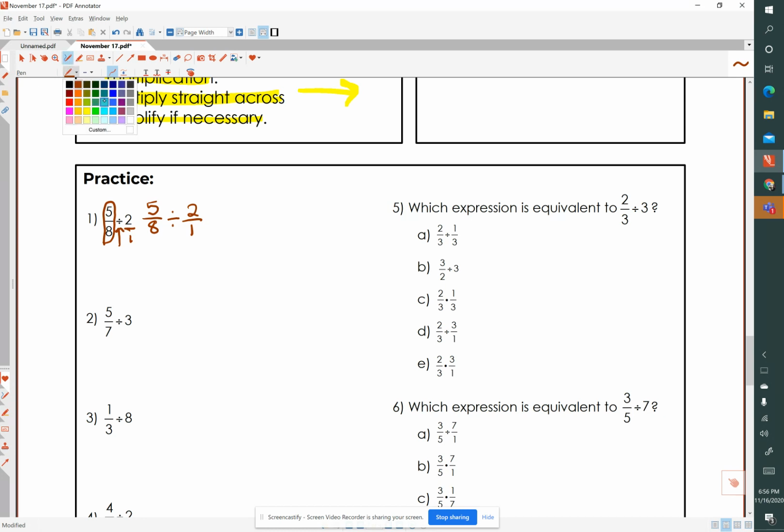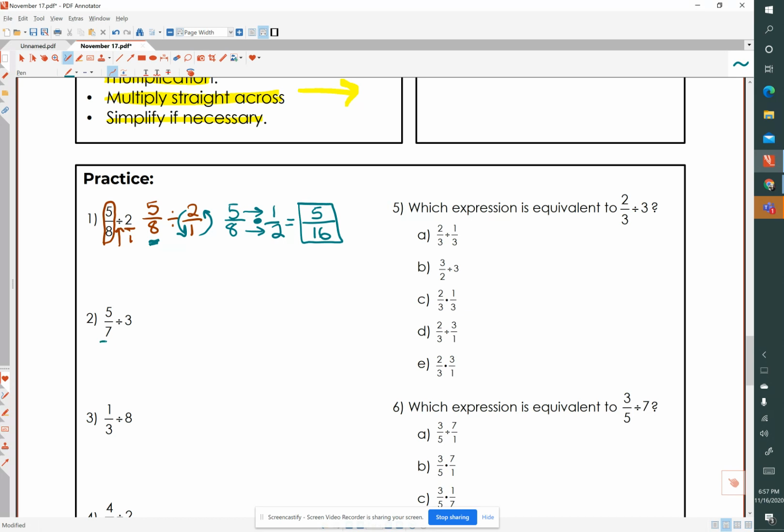Okay, now we're going to rewrite. So let's get a new color. We're going to keep this first fraction. We're going to change the division to multiplication. And then this second fraction, we will flip to what we call the reciprocal. Then we look to see if we can cross cancel. We cannot cross simplify here. So we just multiply straight across. 5 times 1 is 5. 8 times 2 is 16. And that's our final answer, 5/16.